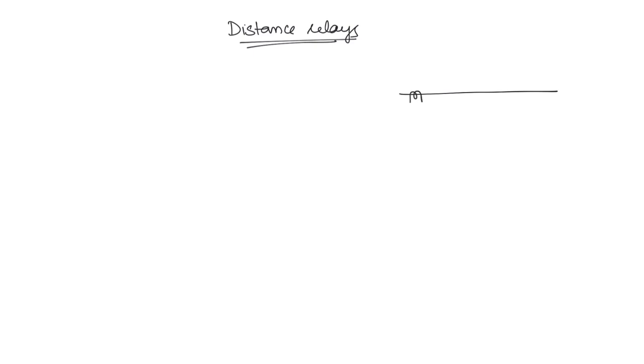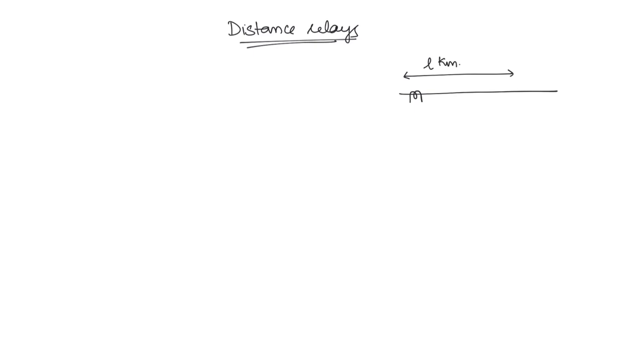Now what happens, let us say we are setting a distance of some L kilometers. Only when the fault is occurring anywhere in this distance, the distance relay will act. Beyond this L kilometers, if there is any fault, then this distance relay will not be giving a tripping signal. Okay, so that is the distance relay.